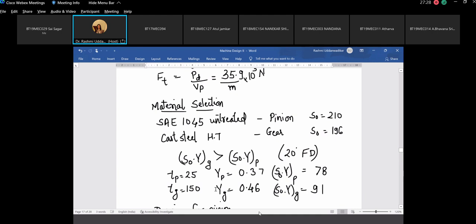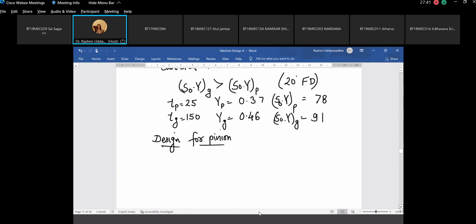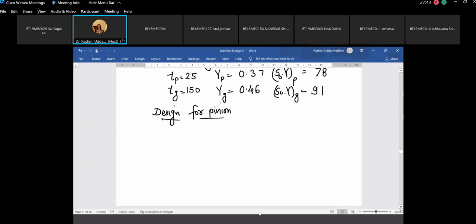From the formula given in the design data book, we came out with the value S0 into Y for the pinion being less than S0 into Y for the gear, and hence we are designing it for the pinion. So with this quick recap, now we'll start with our calculations. Please keep your design data book ready.